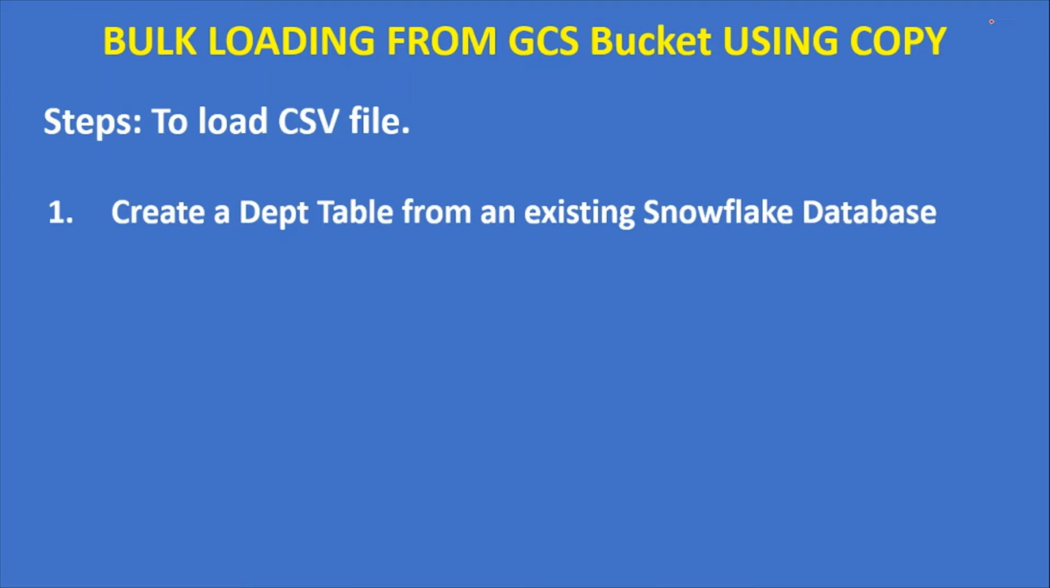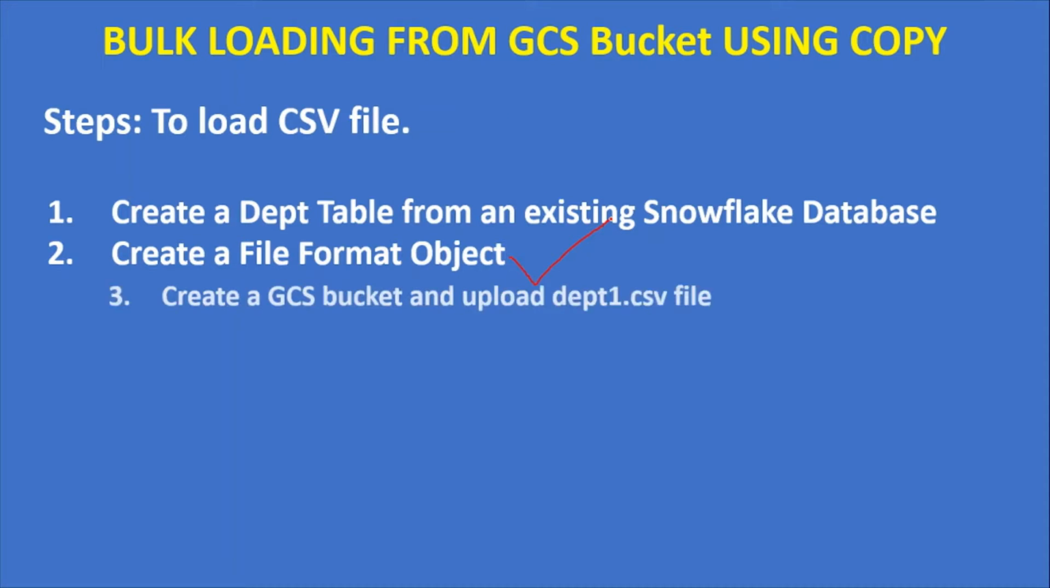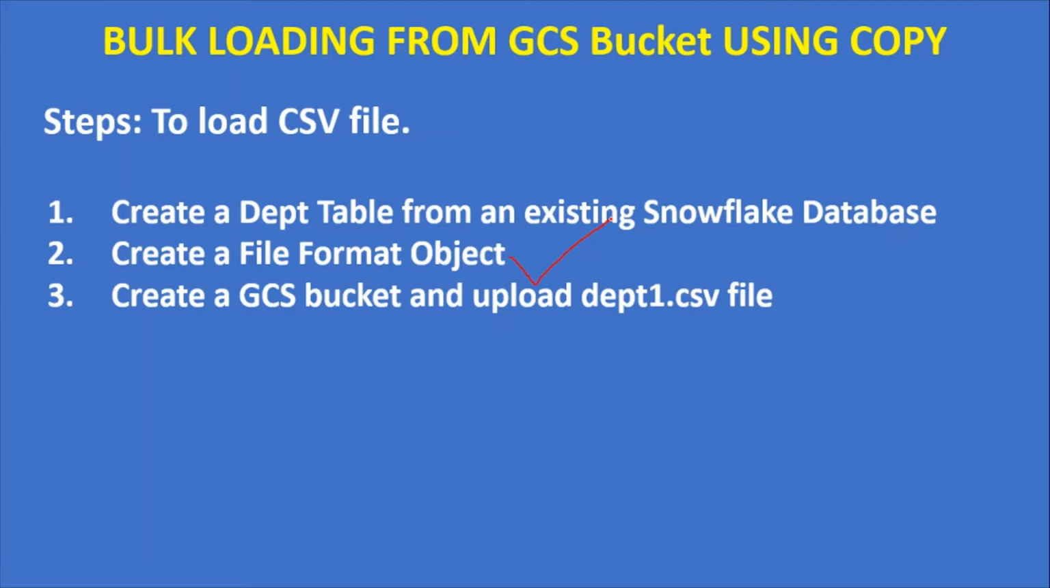Create a department table from an existing Snowflake database. As part of this demo, I am going to use the existing database where I will create a table. Then create a file format object for the CSV file. And step number 3, create a Google Cloud Storage bucket and upload the department1.csv file.